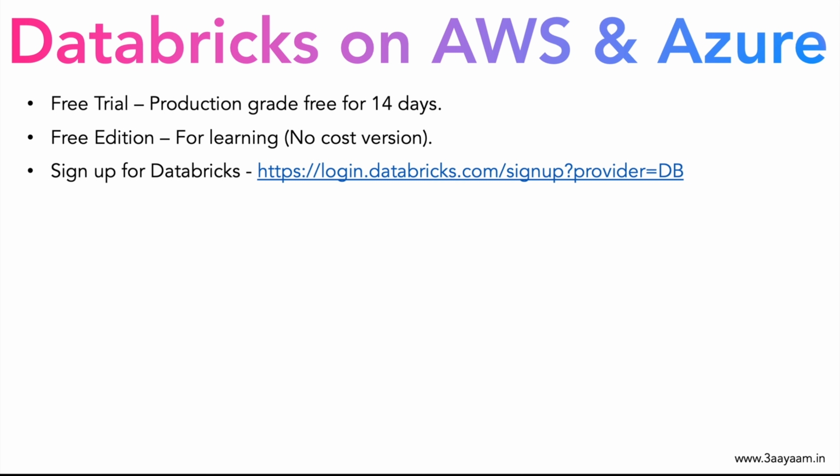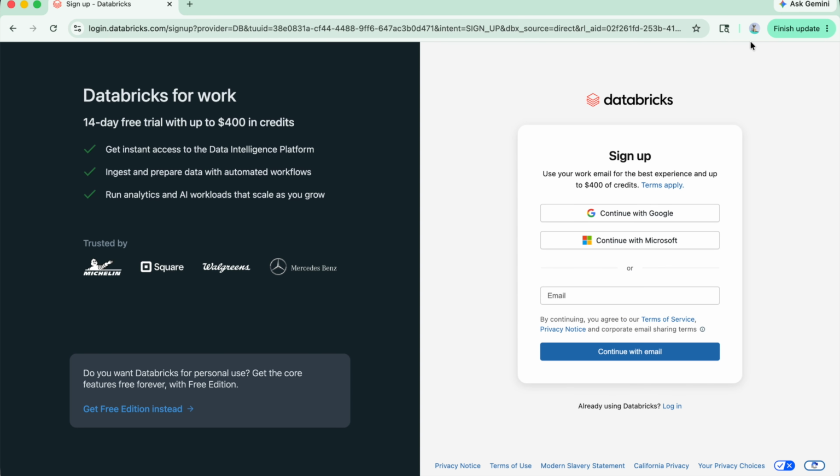Then we'll have to sign up for Databricks. Use this URL or this website to sign up, and once we sign up, we'll be exploring the console. This is the URL for signing up to Databricks. It'll give you a 14-day free trial with up to $400 of credits, and you can use all the features available in Databricks. See, the customers that Databricks has are big names: Michelin, Walgreens, Mercedes-Benz, and a lot of others. These are the customers which use the Databricks Data Intelligence Platform.